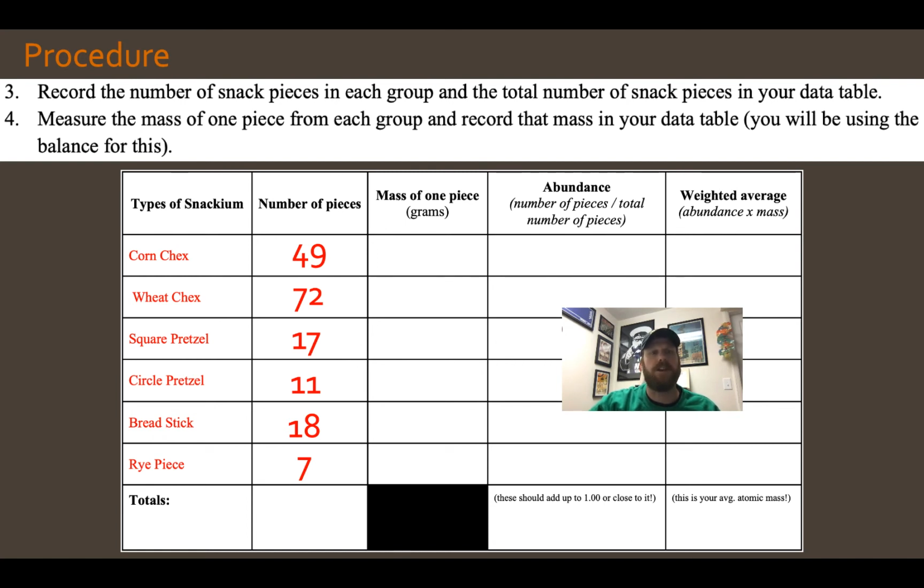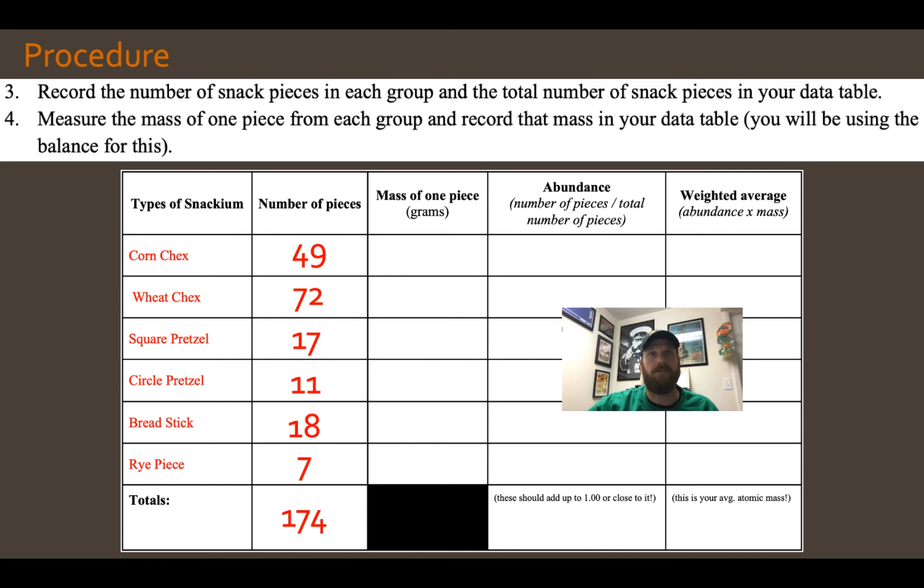After you copy the number of pieces data, you should add them up to find the total number of pieces. There are 174 total snack pieces. We will be using this data to determine the abundance of each snack piece isotope in just a second here. To calculate the average atomic mass of the isotope, we also need the mass of each snack piece.